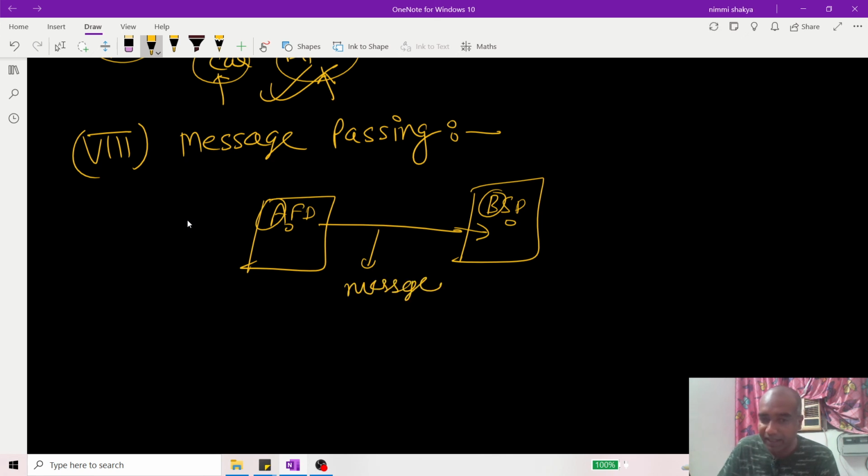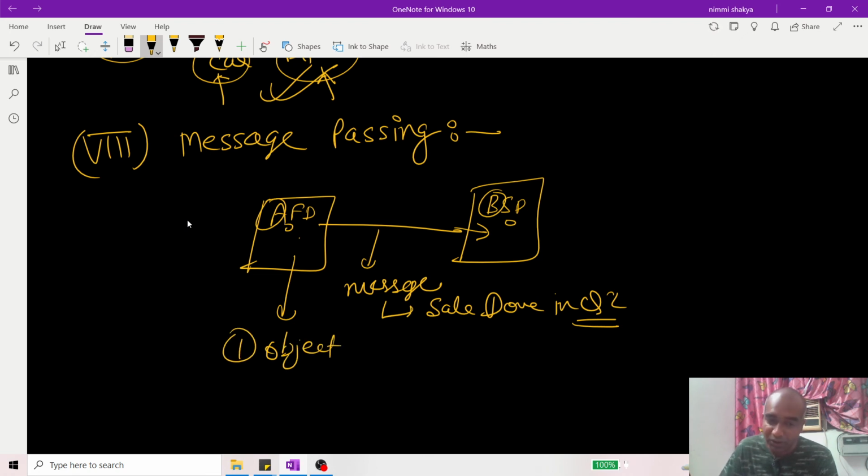The message can be like, I need the total sale done by you in this particular quarter. So in that case, what does this finance department object need to know? First thing, what object it needs to call. Second thing, what message it needs to send, because based on the message this sales department will give you the information back.